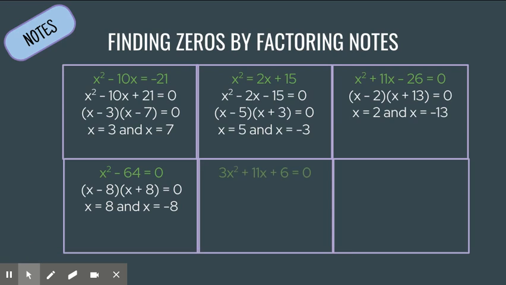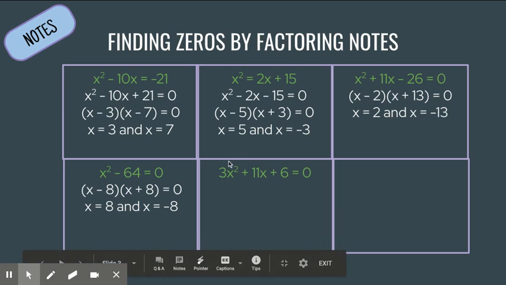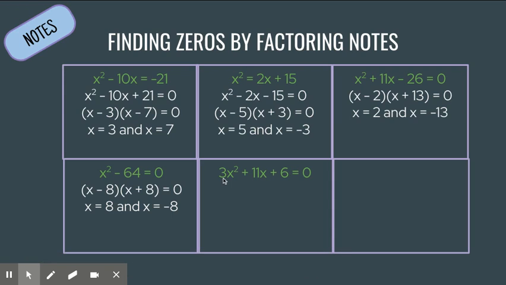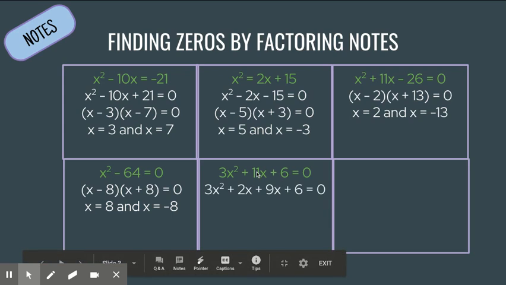Moving on. We have 3x squared plus 11x plus 6 equals 0. This is the AC method, or the one where you have to multiply the first times the last, now that you have a number out front. Okay? And I call this the AC method because this is A and this is C. And that multiplies to 18. So I need two numbers that multiply to 18 and add to 11, which is going to be 9 and 2. So what I do is I split up the middle term between 2x and 9x.